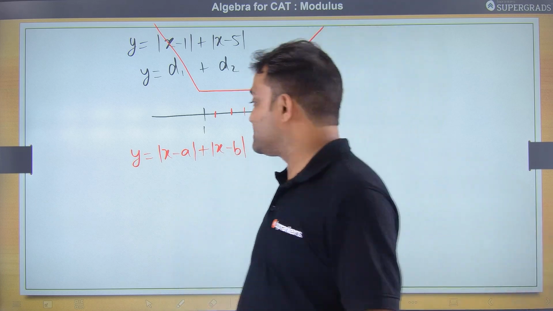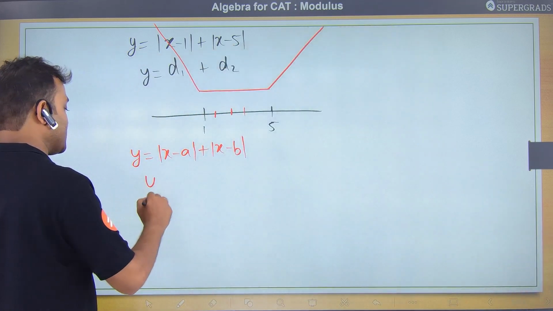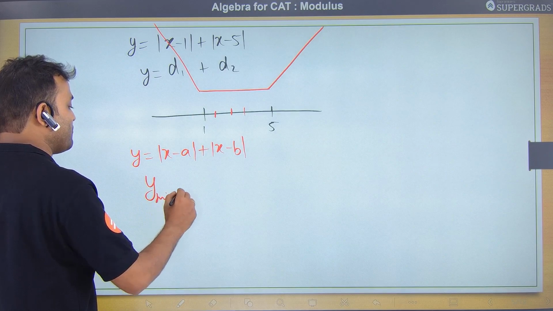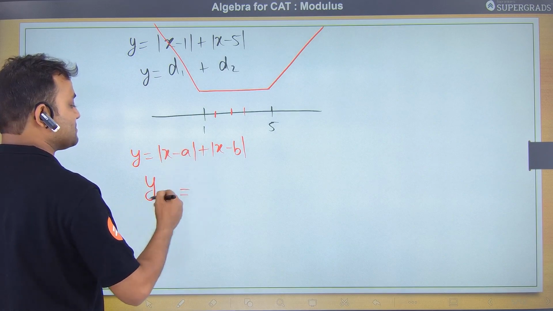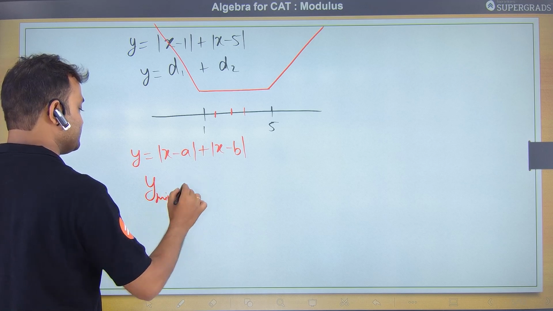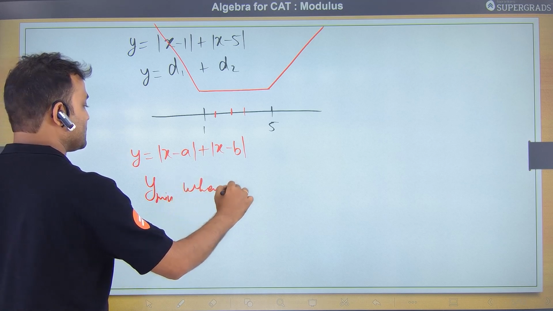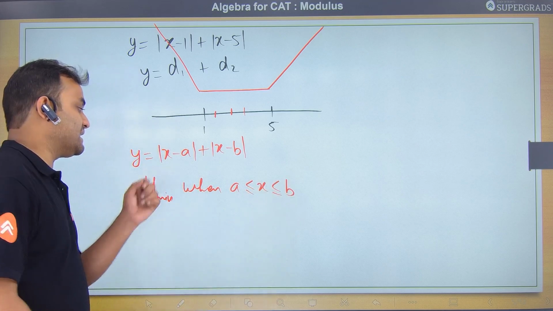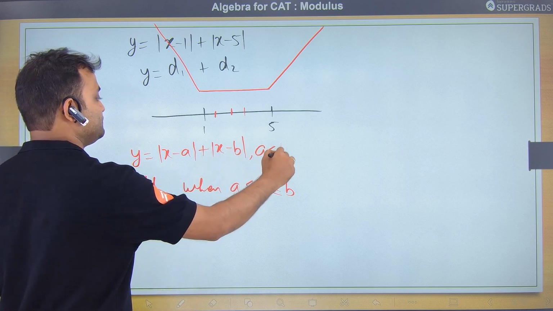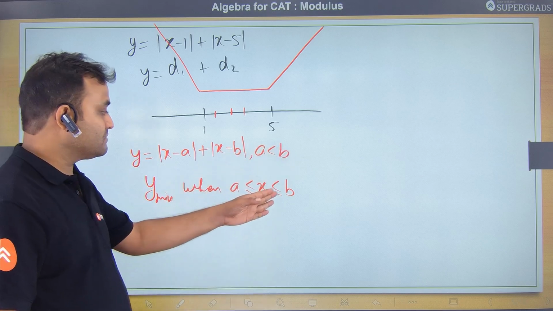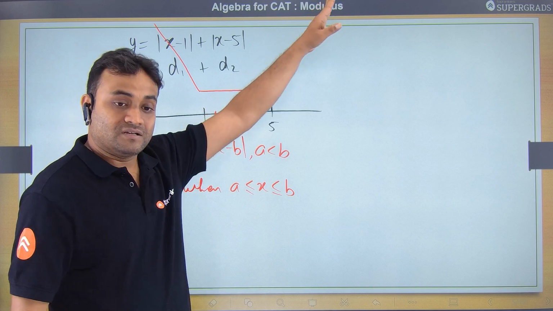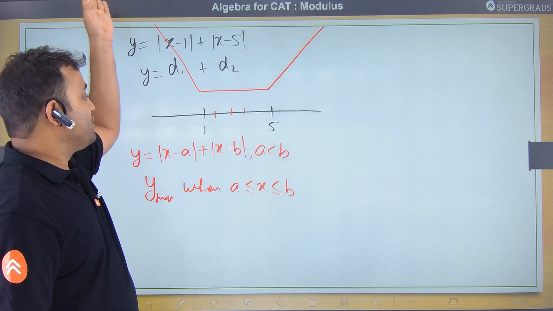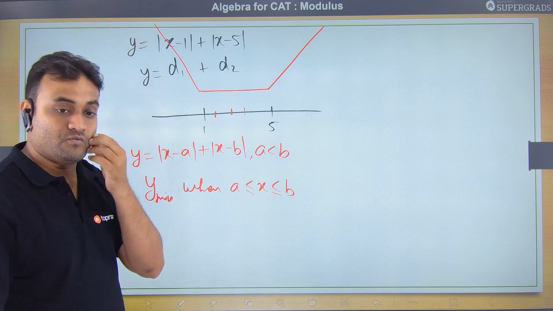Now, in this case, whenever we are talking about where we are getting the minimum of y, that will always be when x is between a to b. Here we are taking a less than b. And after b, you get increasing value of y, and before a, you get increasing value of y.